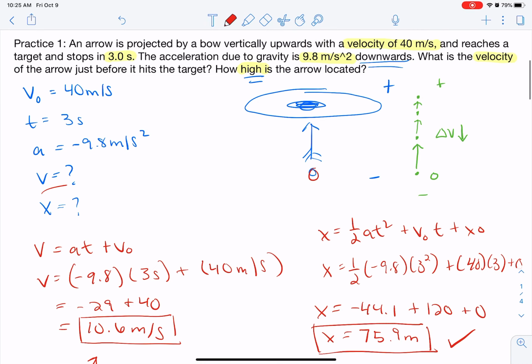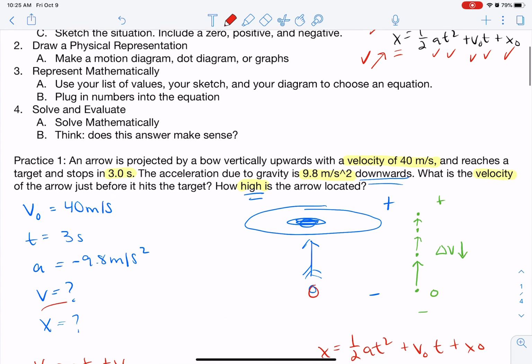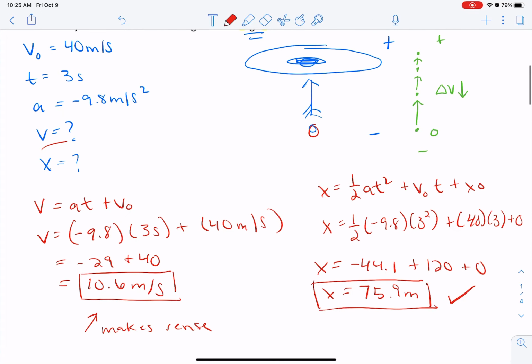Okay, so here we had an example where we first highlighted and wrote down a list of our variables we were given. Then we sketched the situation, and we used a motion diagram to represent it. Then we looked at our equations that we had, and we figured out which ones we could use. Then we plugged in our values and solved. Okay, let's take a look at a second problem.